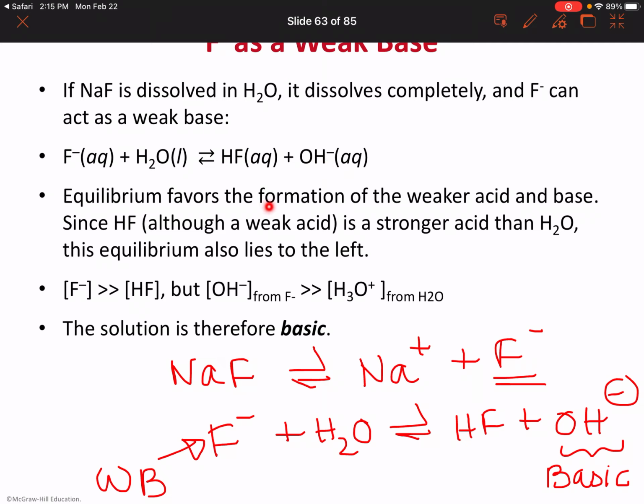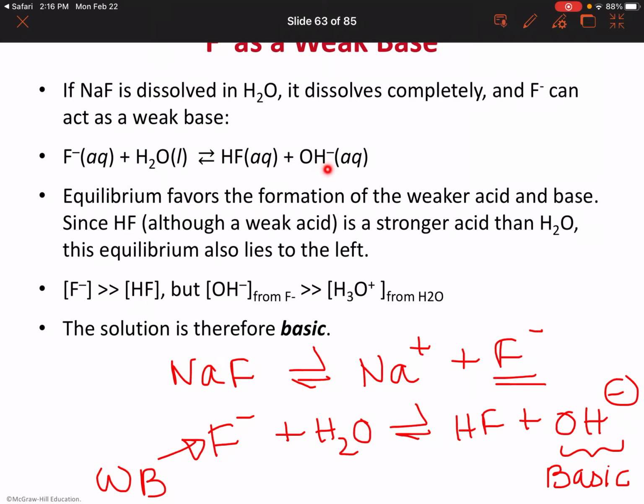Equilibrium favors the formation of the weaker acid and base. Since HF, although a weak acid, is a stronger acid than water, this equilibrium also lies to the left. So the two acids that we have here are water and HF. Between these two, HF is a stronger acid compared to water, so the equilibrium lies to the left.